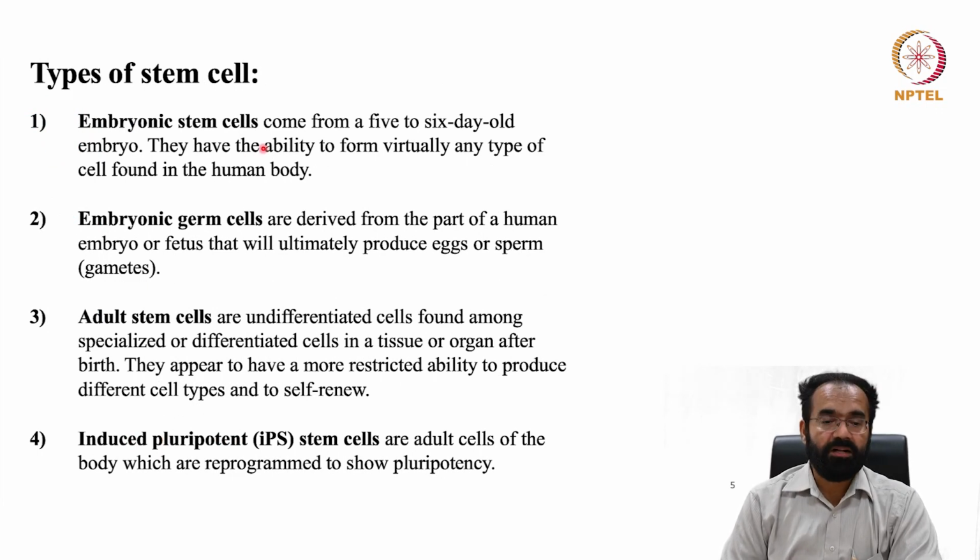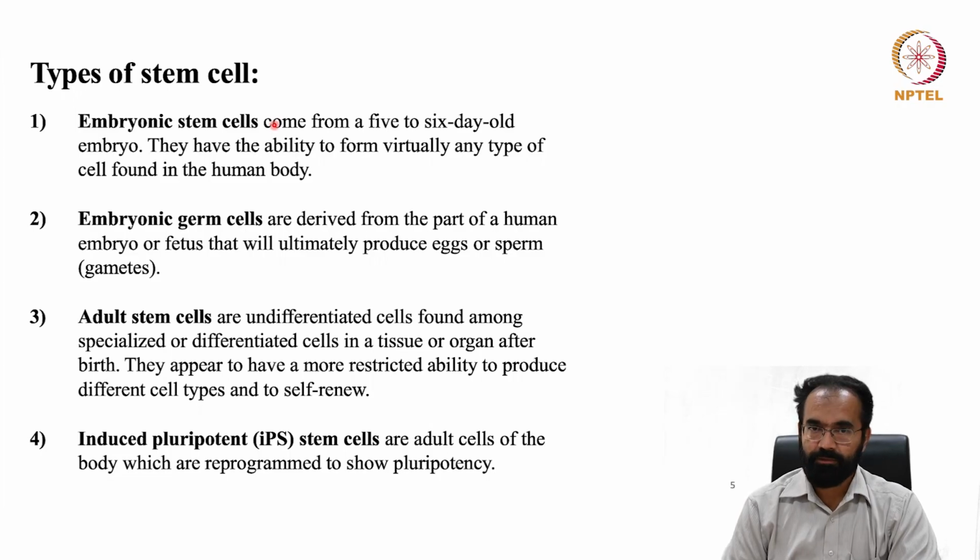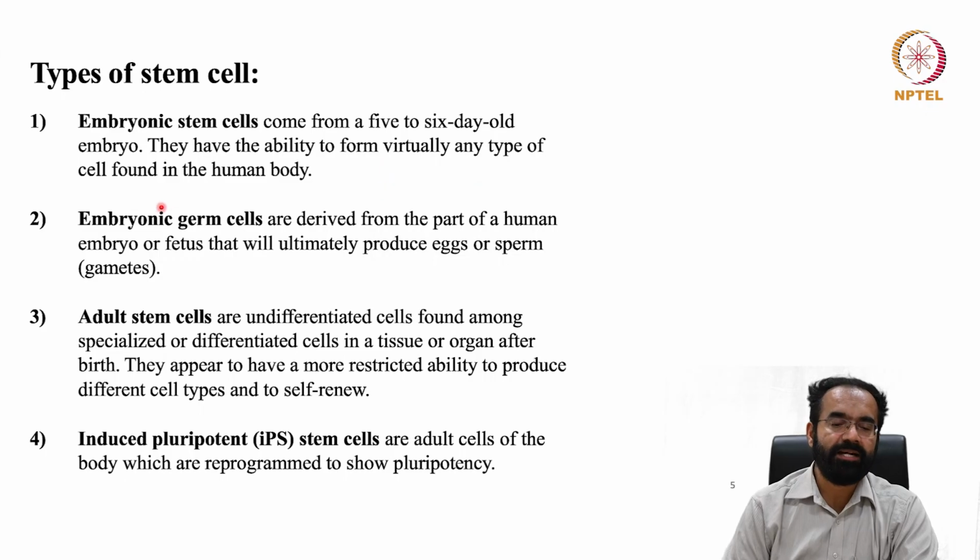Now let us see what the types of stem cell are. One categorization we have seen: totipotent, pluripotent, multipotent, unipotent. Another categorization is based on where they are located, no matter which category they belong to. Embryonic stem cells come from a 5 to 6 day old embryo, which is basically pluripotent. They have the ability to form virtually any type of cell found in the human body, but not a full-fledged human. For that, you need a totipotent cell.